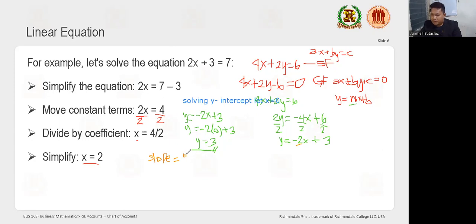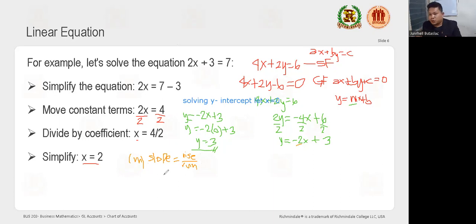rise over run. Oh, sorry, it's my bad again. Rise over run. All right. So what does it mean? So our slope formula, which is the m, or slope, is rise over run.